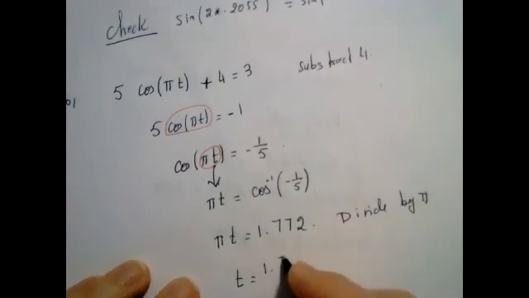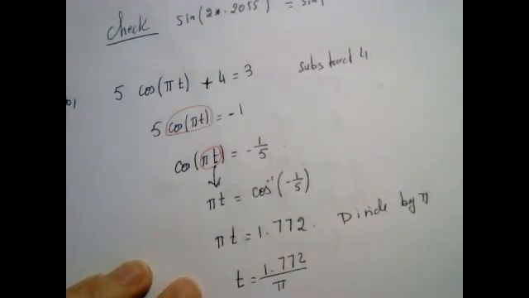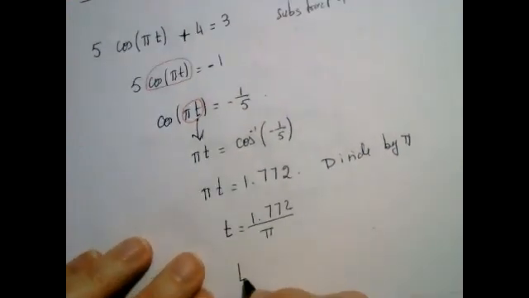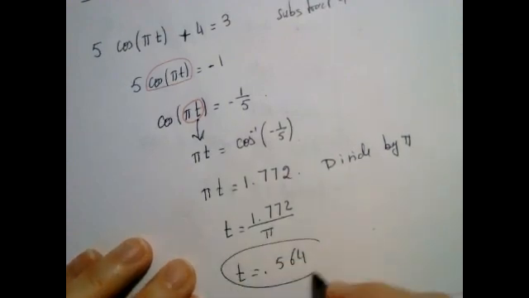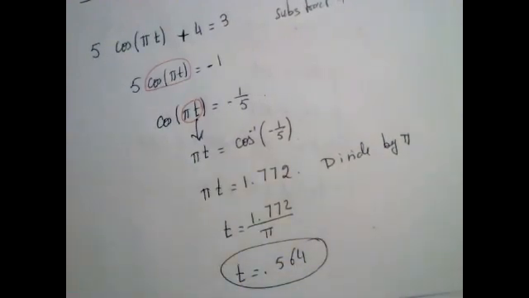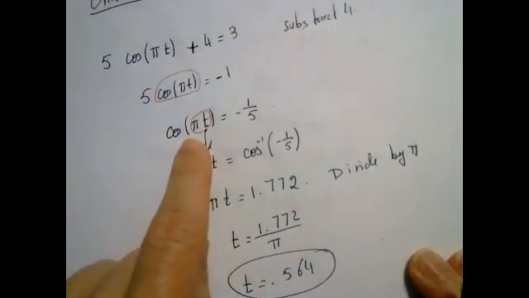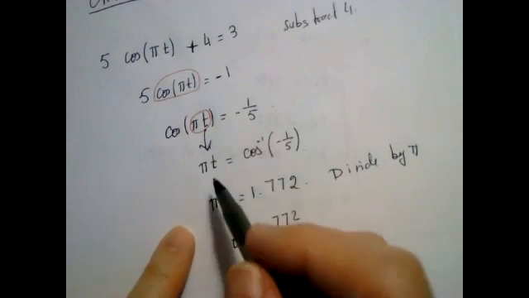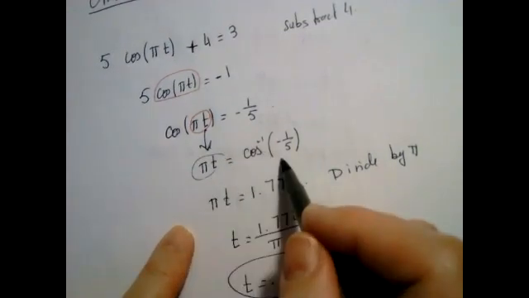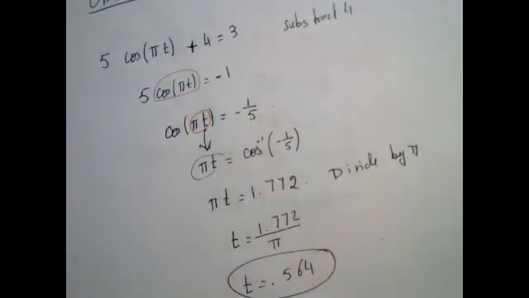That will give me 1.772 divided by pi. So I divide this by pi, and I'm getting 0.564 and that's the end of the problem. So solving this, basically step number 1, you have to isolate your cosine, but then you have to be careful that the pi t is the cosine inverse, and then you solve for the t.